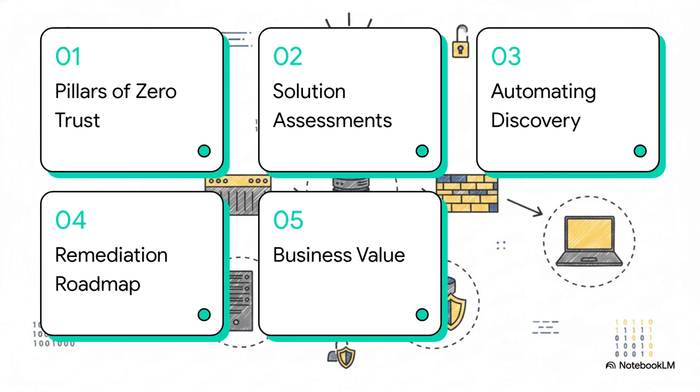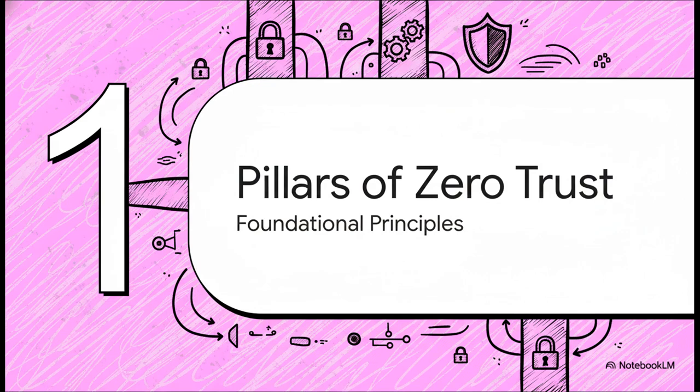Okay, here is our systematic architect's blueprint for today. We'll quickly cover the 3 pillars of zero trust, the solution assessments framework, automating the discovery process, the remediation roadmap, and finally, delivering strategic business value. Let's jump right into part 1, the 3 pillars of zero trust.